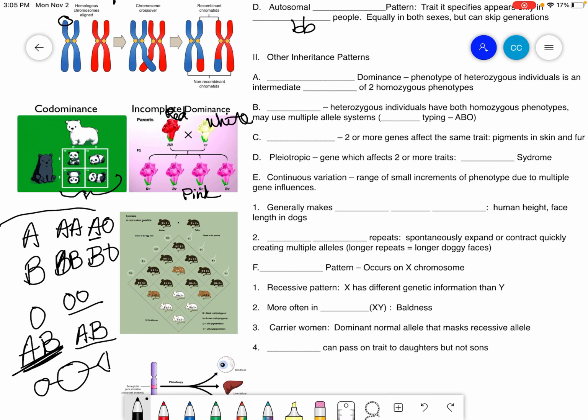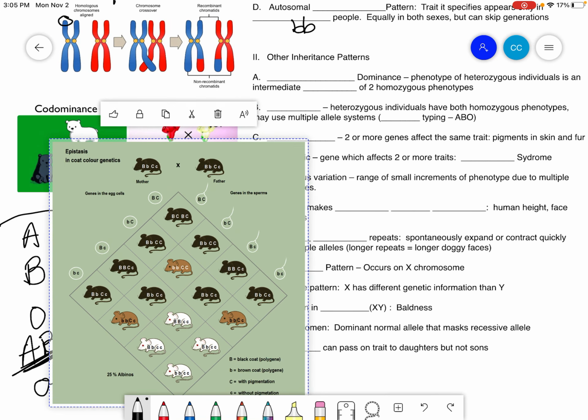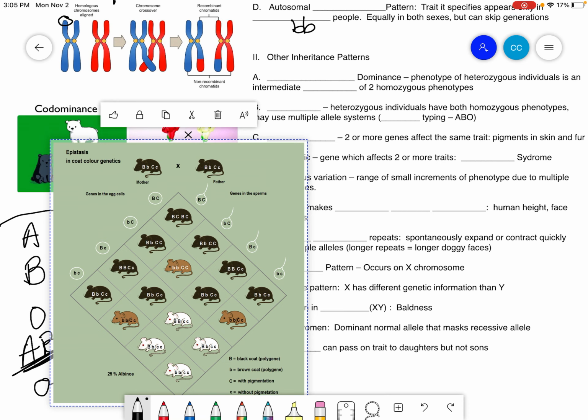I'm going to keep going with these other notes because you should have had that in regular biology. Type C is epistasis. In epistasis, you have two or more genes that affect the same trait, such as pigments in skin and in fur. So in my beautiful picture here of mice, we have two traits that are affecting the same thing. So we have a trait B and a trait C that can affect fur color. And you see all the different combinations that cause dark. In all of these, there's at least one capital B and one capital C.